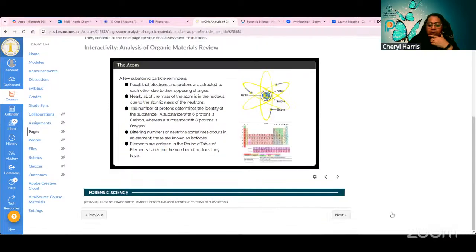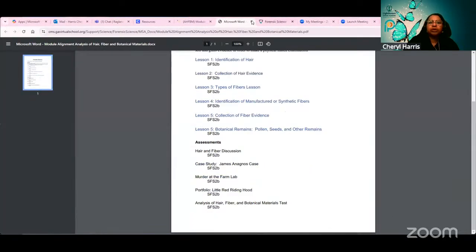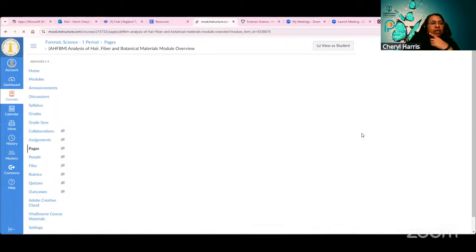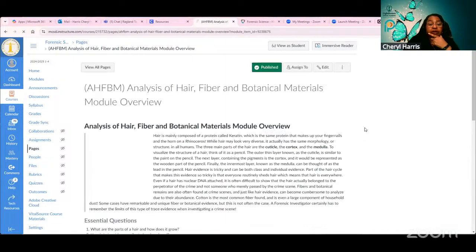All right, don't worry about that one. So you had your instruments and you need to know what they're used for. Next, moving on, toxicology. Oh, hair fibers. Hair fibers.